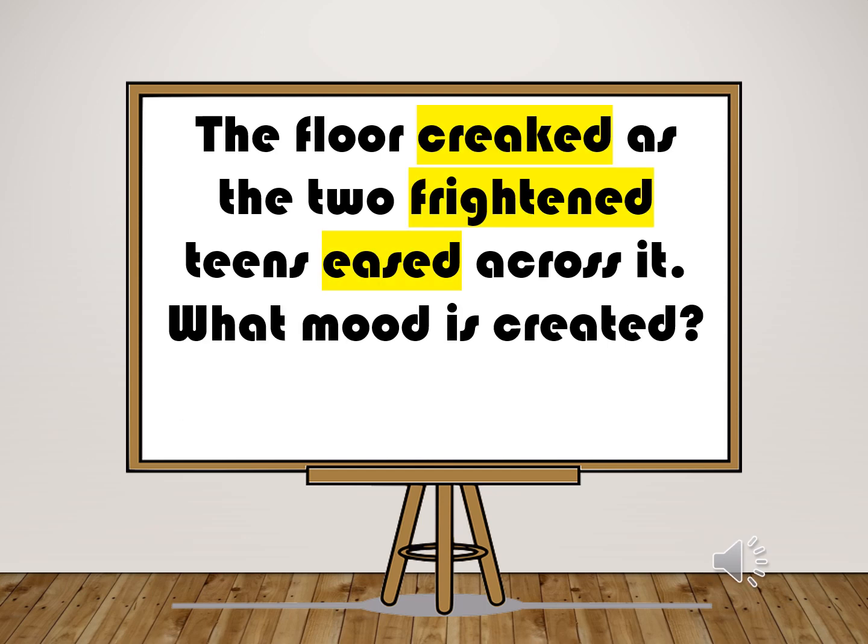So in keeping with the theme of mood being the feeling that is created by the author from reading a text, we'll look at our key words. This is, the floor creaked. I've highlighted the word creaked. As the two frightened, highlight the word frightened. Teens eased across it. So I highlight the word eased. So what type of mood does this create?